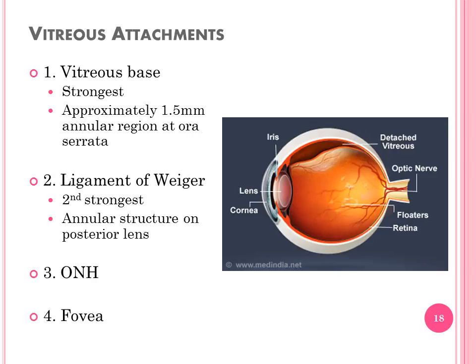The second one we're going to talk about is the ligament of Weiger. That's the second strongest. That was on the picture I just showed you. It's on the posterior lens. Again, it's annular, and that's just another attachment. We also have the optic nerve head, and then also the fovea, that serve as attachments.